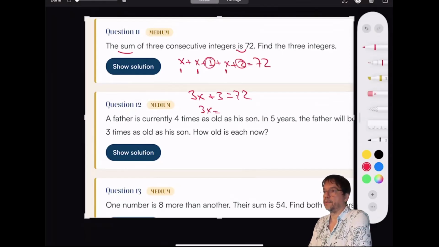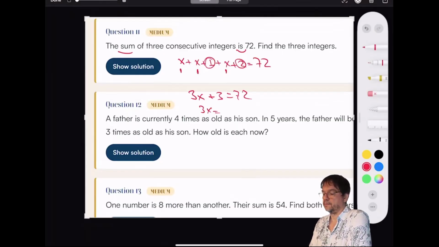What do I do now? Bring down the 72. Say the calculation. 3x equals 72. No, 3x. What do I do now? What is the operation that I do now?